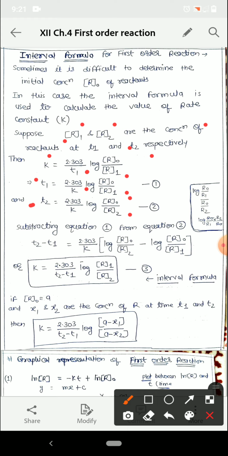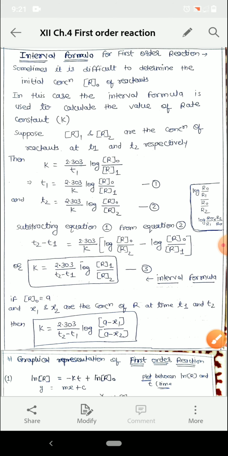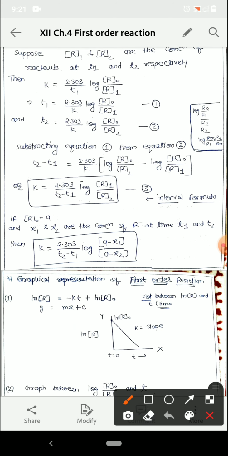So when we subtract 2 minus 1, we get T2 minus T1. So now T2 minus T1 is equal to what? 2.303 upon K log R0 upon R2, it's from here, and log R0 upon R1, it's from here. So it is log A minus log B, so again it is log A upon B. So finally we get the formula K is equal to 2.303 upon T2 minus T1 log R1 upon R2, and it is your interval formula.